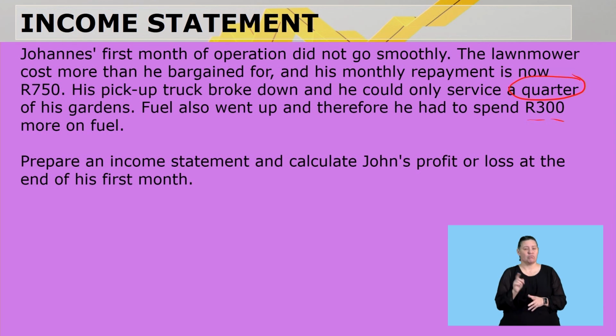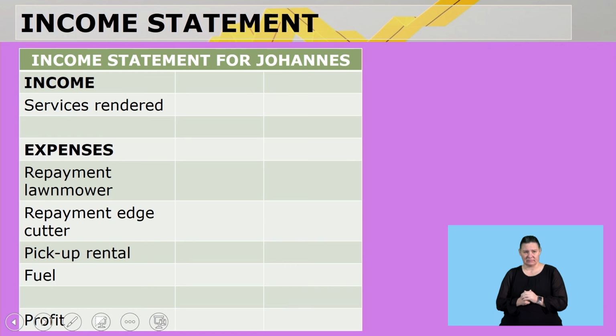So let's recap what went wrong. Number one, he needs to pay 750 now for his lawnmower. Number two, he can only service a quarter of the 20 gardens, and the fuel went up by 300 Rand. Prepare income statements and calculate John's profit or loss at the end of his first month. Let's go and have a look.